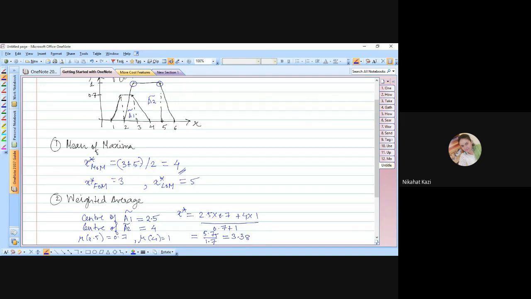Next, which is the next faster, easier function? Center of sums. Do you recollect center of sums? What is center of sums?